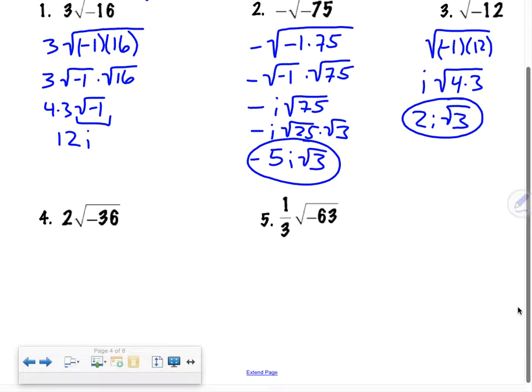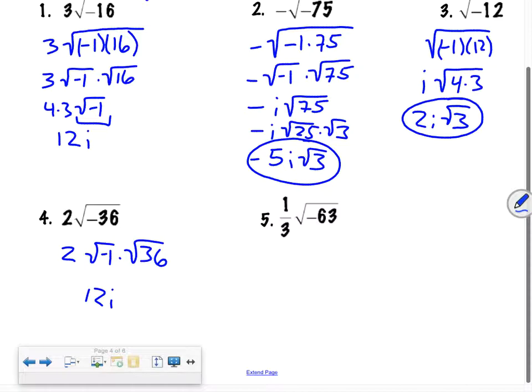On number 4, again, we want to try to factor out the negative 1 underneath the radical. So we're going to have 2 times the square root of negative 1 times the square root of 36. Square root of 36 is 6, and 6 times 2 is 12. So the final answer is 12I.